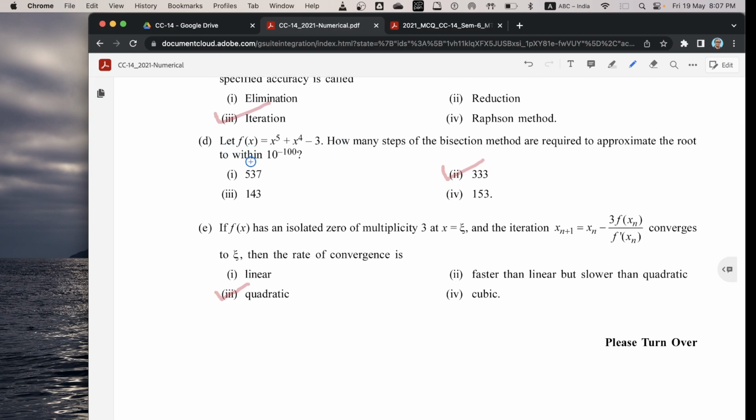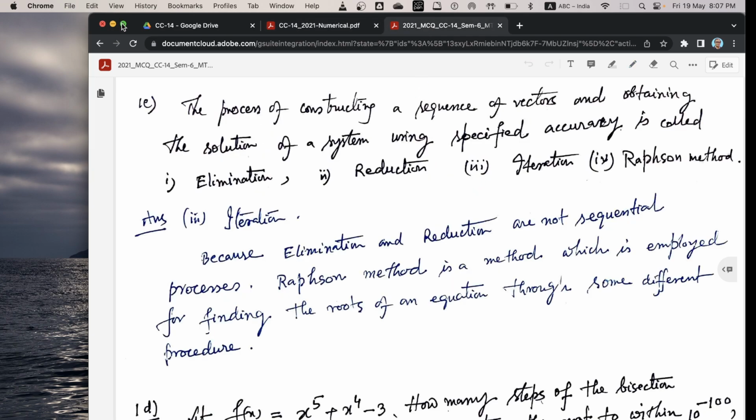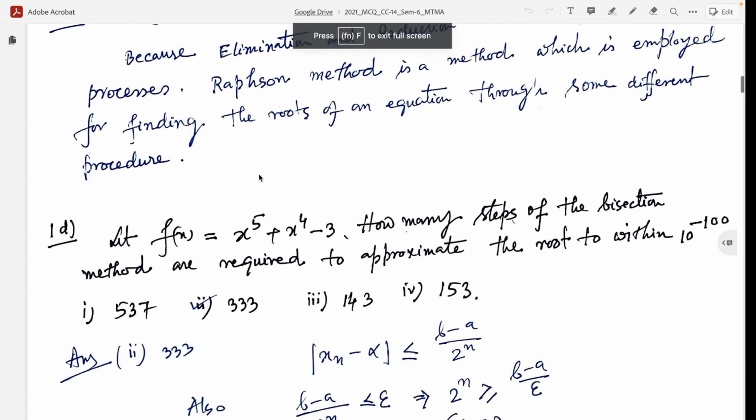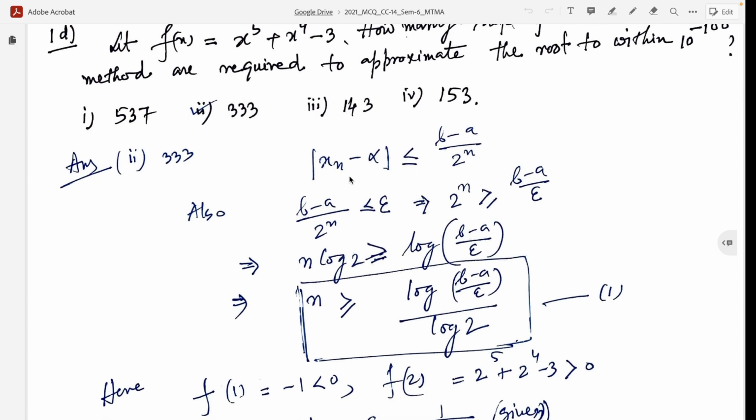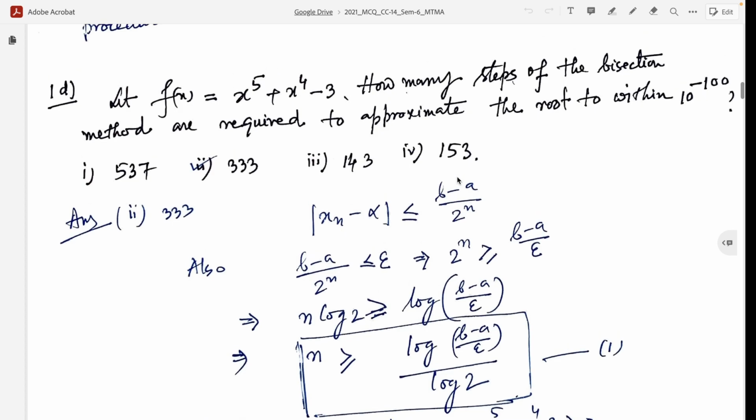Next question D. Let f(x) equal to x to the power 5 plus x to the power 4 minus 3. How many steps of the bisection method are required to approximate the root within 10 to the power minus 100? Correct option is 2. Now we know that the modulus of xn minus alpha is less than or equal to (b minus a) by 2 to the power n.